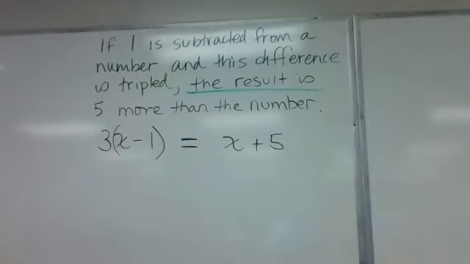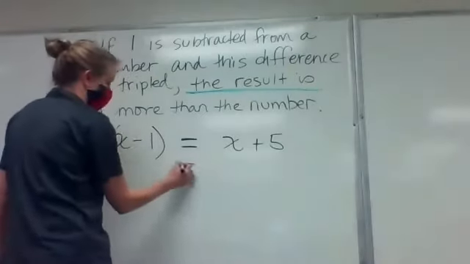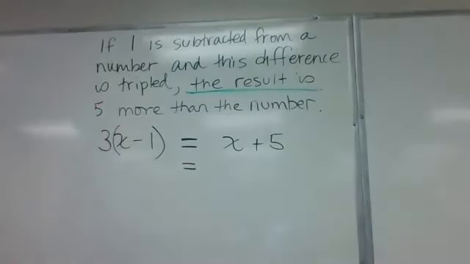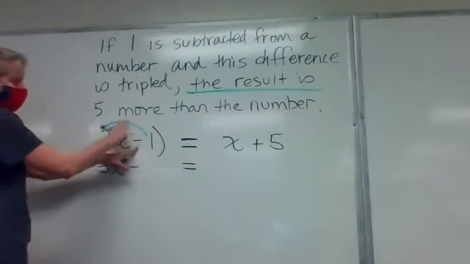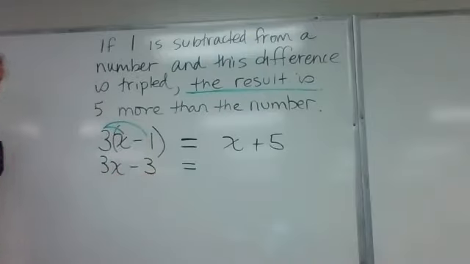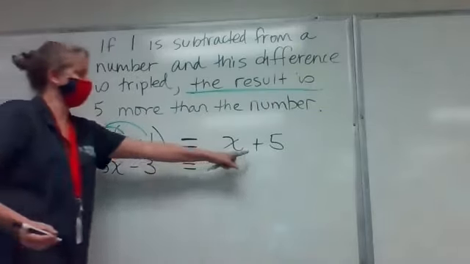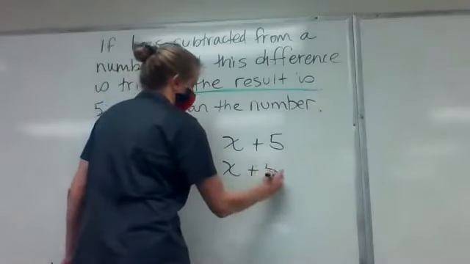So there's your equation that you're going to now solve. So again, bring down your equal. Since you do have parentheses in this problem, you do need to remove them now. So I'm going to distribute this 3. 3 times the x gives me 3x minus 3 times the 1 gives me 3. And then I'm just going to drop this down, x plus 5.